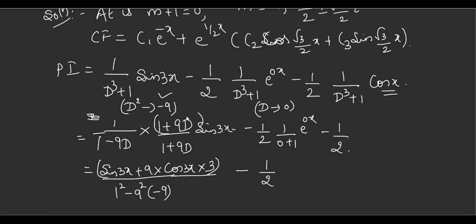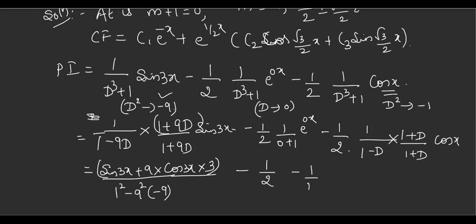Now this belongs to which case? Cos x, second case. So D square should be replaced by minus 1. Again, D cube is there. How to write D cube? D square into D, and D square is minus 1 into D. Correct? So minus D altogether, plus 1. So that plus 1 I'll adjust. Tell me what is the next step? Multiply and divide by 1 plus D.